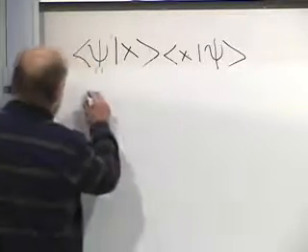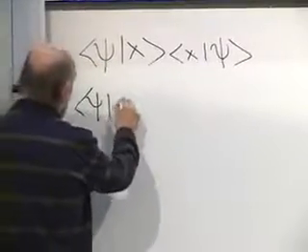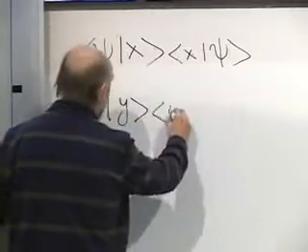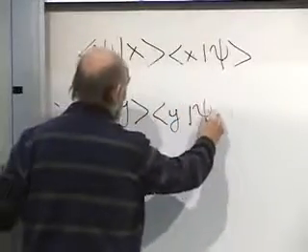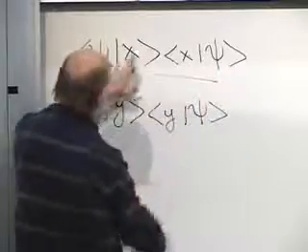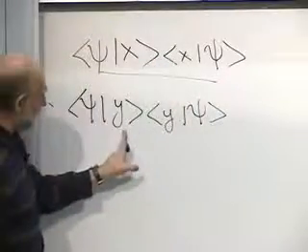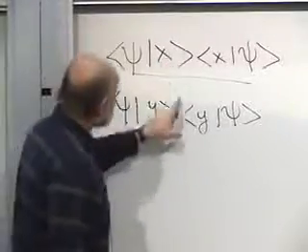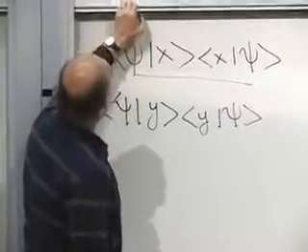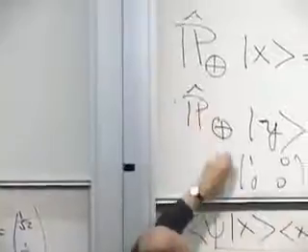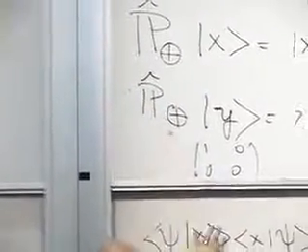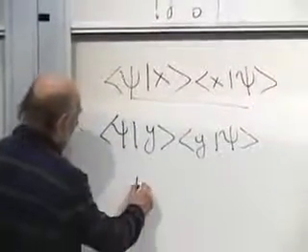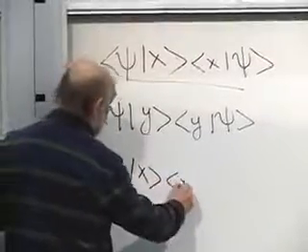Okay? There's another dyad we can make. The other dyad we can make is this one. This expression is the probability to find x polarization. This expression is the probability to find y polarization. But neither of these two dyads happens to be this. What is this? This happens to be the difference of the two dyads.